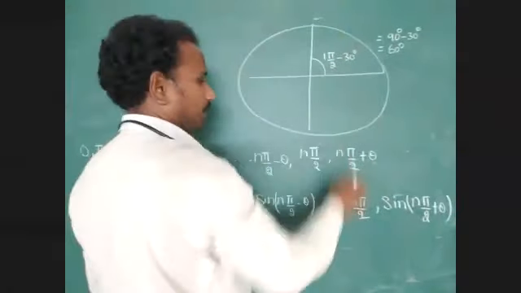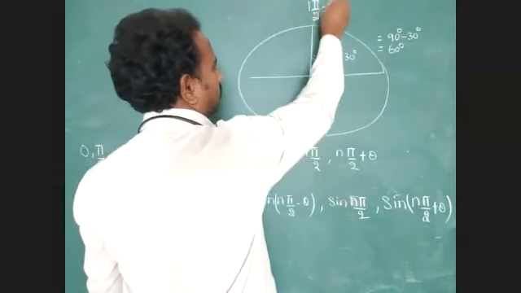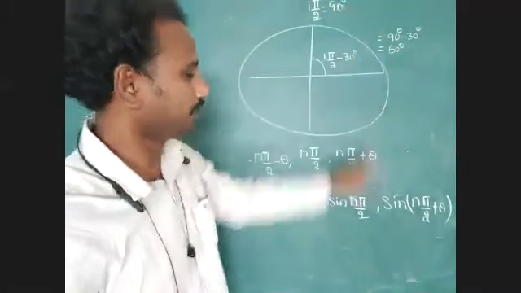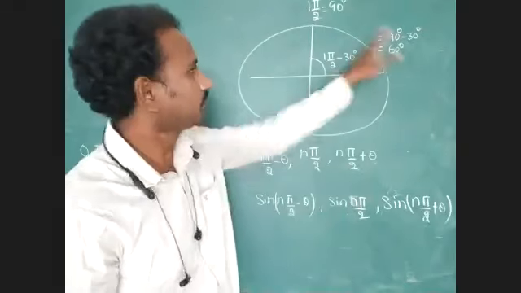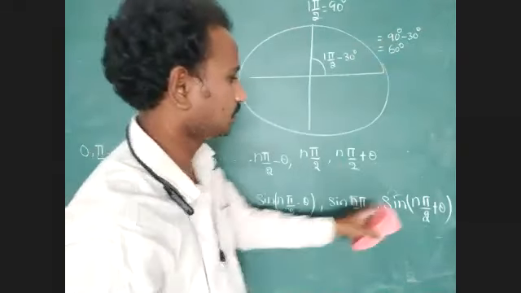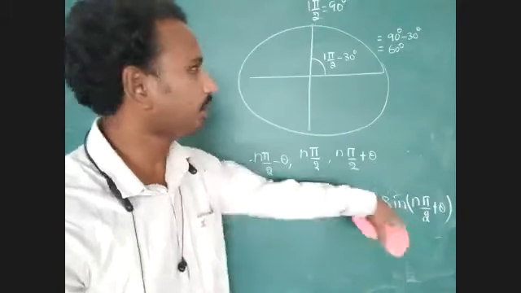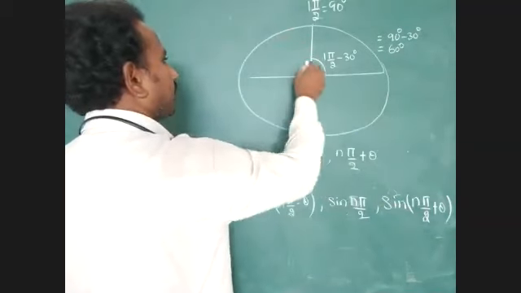Here n pi by 2 with n equal to 1 gives pi by 2, that is equal to 90 degree. 60 degree is less than 90 degree, according to this condition. Next, sine of n pi by 2 plus theta. So you have to consider n pi by 2 plus theta.